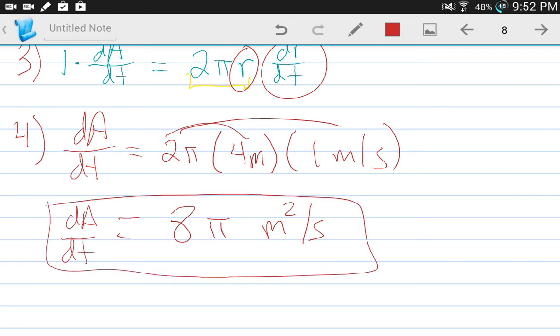And don't really worry too much about those units, but just know that a meter times a meter, just like x times x is x squared, a meter times a meter is a meter squared, and then still per second. And we can leave our answer with the pi in it, just like in pre-calc. So that's the answer there.